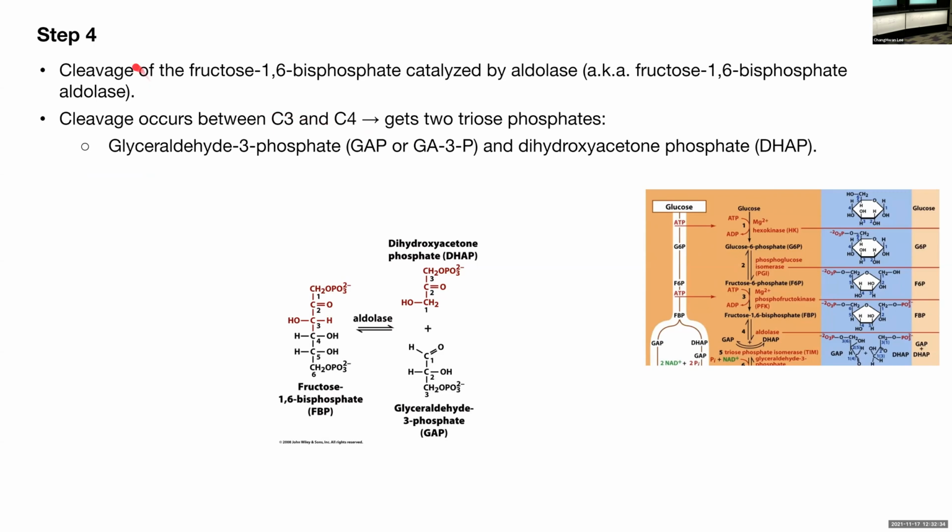The next step, step 4, is about cleavage of this fructose 1,6-bisphosphate into DHAP and GAP. This reaction is catalyzed by fructose 1,6-bisphosphate aldolase, or just aldolase. And this cleavage happens between C3 and C4 of this fructose 1,6-bisphosphate. And it generates, again, DHAP and GAP.